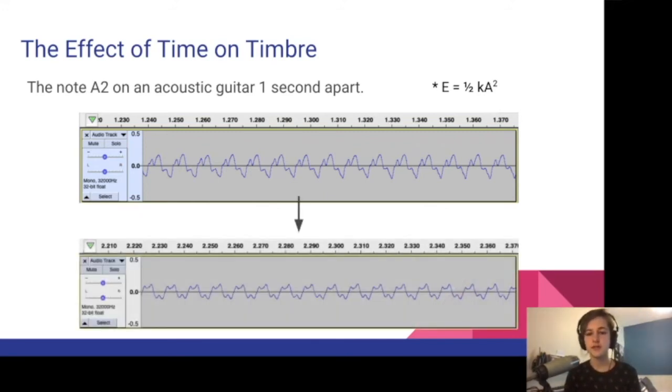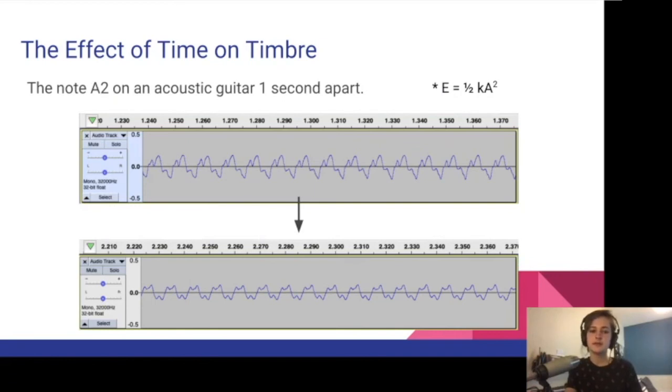These were taken 1 second apart. This is the A2 note on the acoustic guitar. If you use the formula that we learned in class, that energy is equal to half times the amplitude squared, and you approximate that the second waveform at 1 second later is about half the amplitude of the first one, you can see that 1/2 squared is going to be 1/4. So only 1 second later, the wave has about 1/4 of the energy that it originally had.